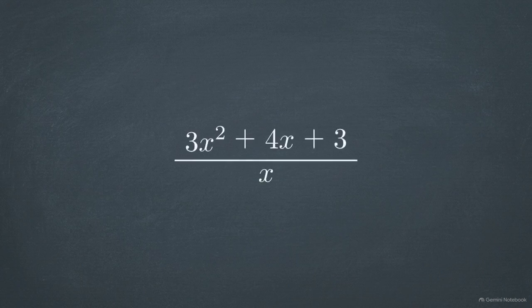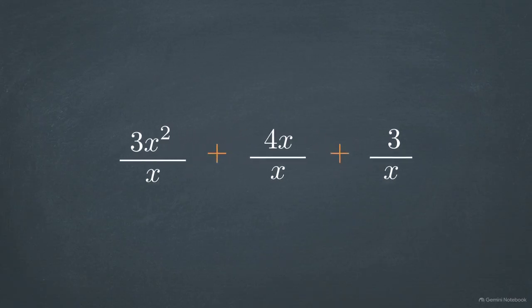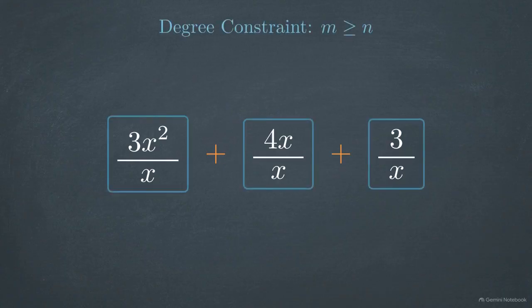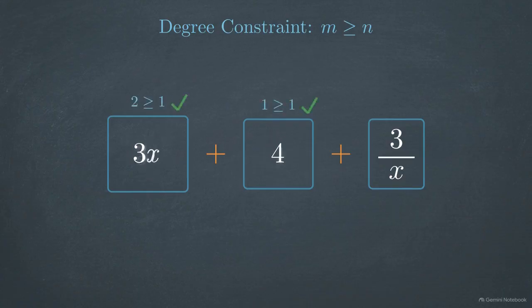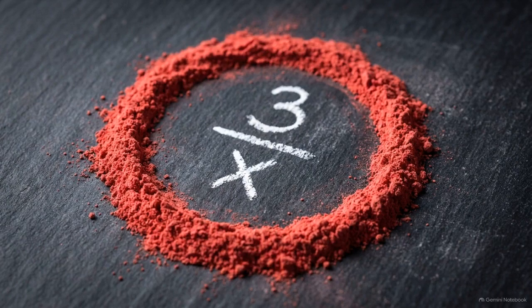Take the expression 3x squared plus 4x plus 3 divided by x. We resolve this by distributing the denominator across each term in the numerator. This breaks the fraction into 3 isolated components, allowing us to evaluate the degree constraint for each part. The first 2 terms simplify into 3x and 4. Division succeeds here because the numerator degrees are either greater than or equal to the degree of the denominator. In the final term, 3 over x, the constant has a degree of 0, while the denominator has a degree of 1. Since 0 is less than 1, the division must halt. This specific term cannot be simplified further, making it our remainder.